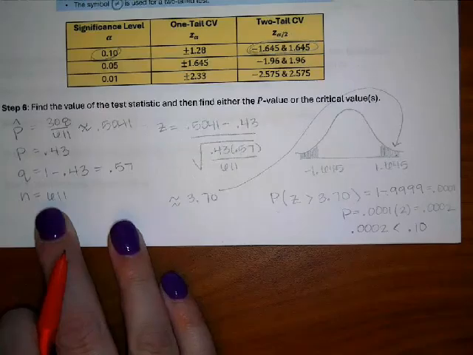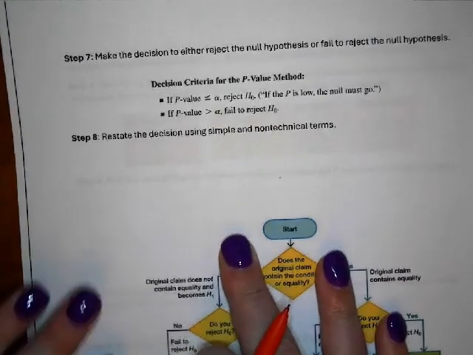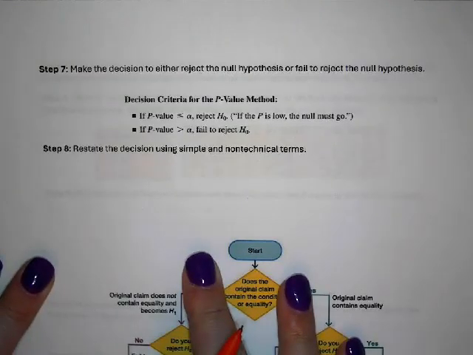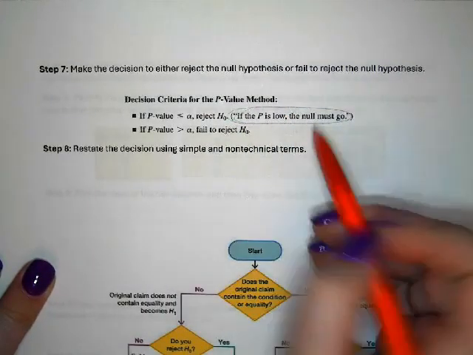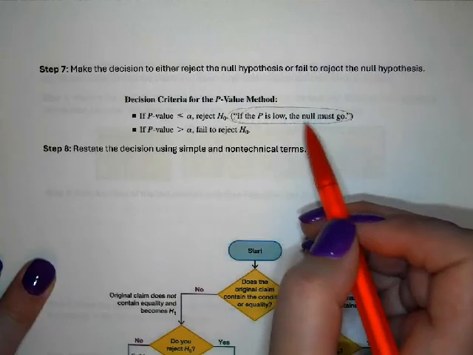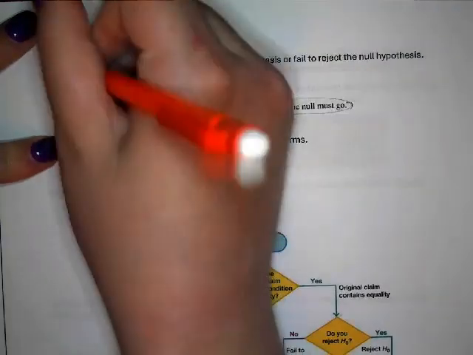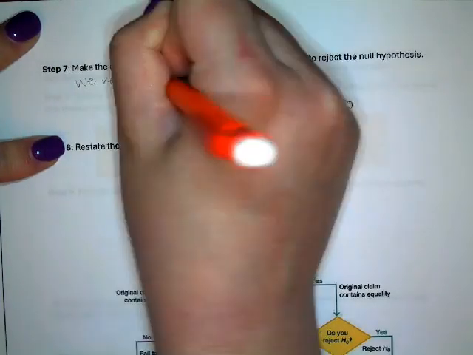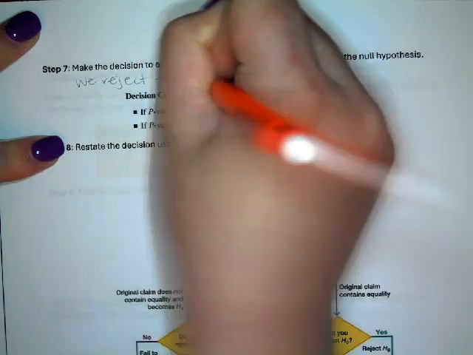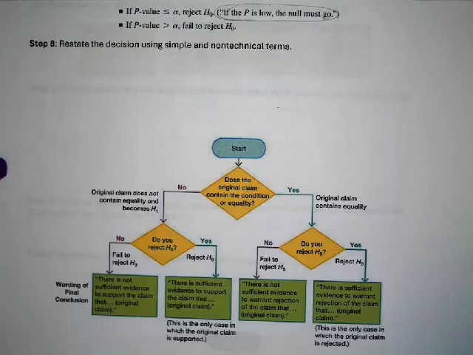I'm going to turn to the next page in my notes, and I'm going to look at step 7. Step 7 says to make the decision to either reject the null hypothesis or fail to reject. And we remember if the p is low, the null must go. So since the p-value is lower than the significance level, the null hypothesis has to be rejected. So we're going to say we reject the null hypothesis.